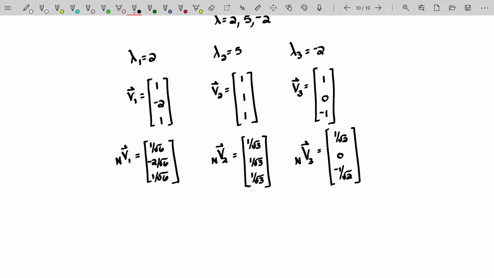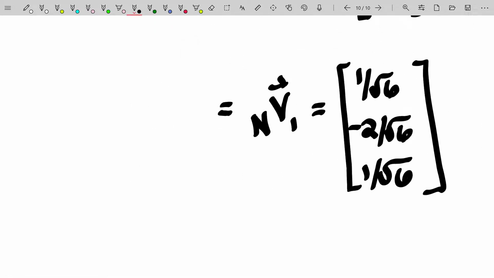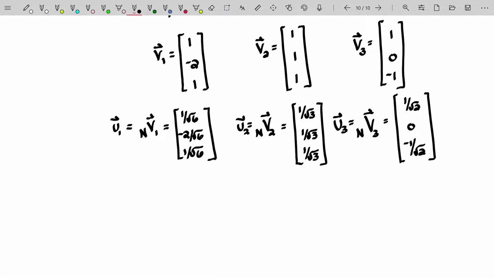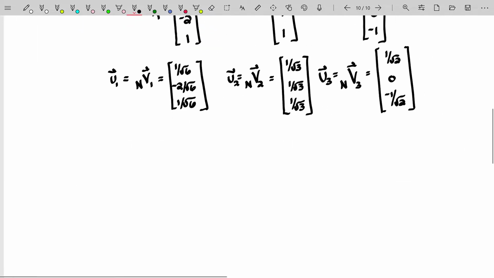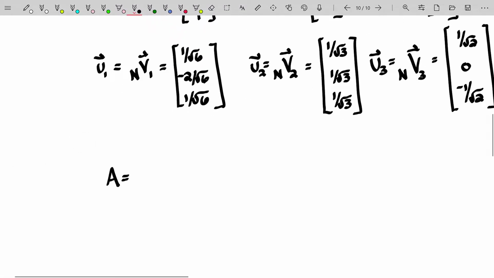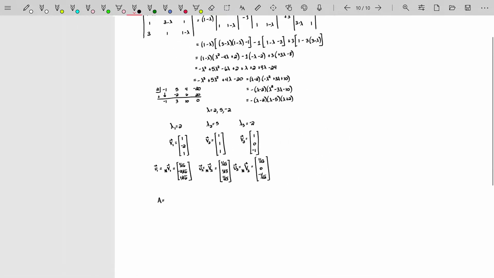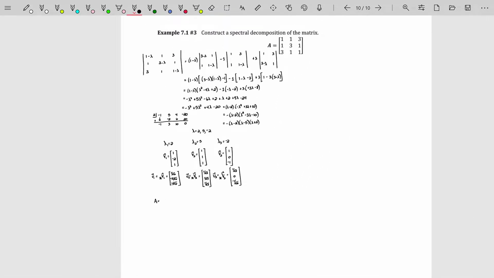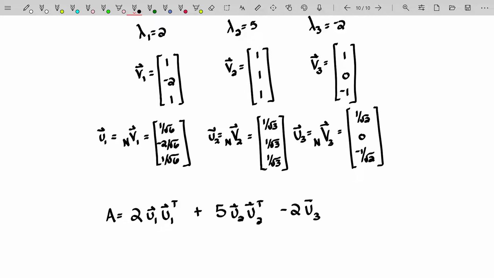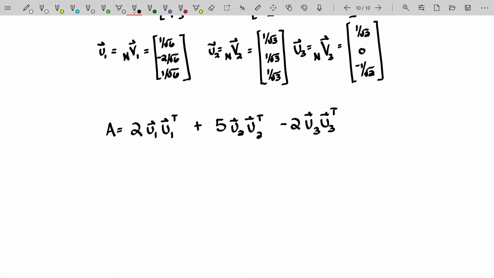For simplicity's sake, I'm actually going to relabel these as just U1, U2, and U3, just because, well, it's a little bit cleaner to do that. And when you do that, by the spectral decomposition theorem, we know that this matrix A, all the way at the top, there we are, can be written as lambda sub 1 times the normalized eigenvector for lambda sub 1 times that normalized vector transpose. And so on and so forth down the line.